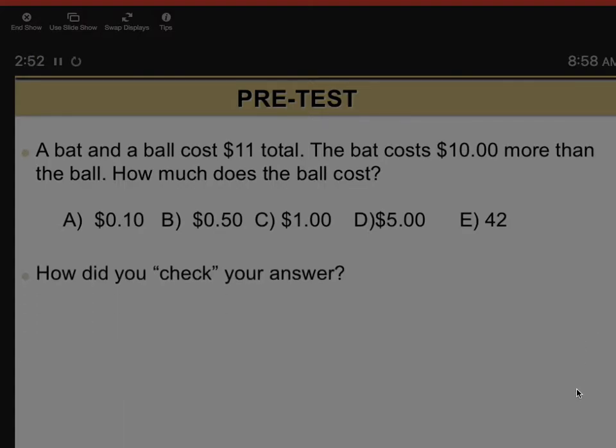So how did you check your answer? Just for fun, here is the class distribution on that. Okay. 59% C, 41% B. No one went for D, E, or whatever. Good. Anyone know where E comes from?